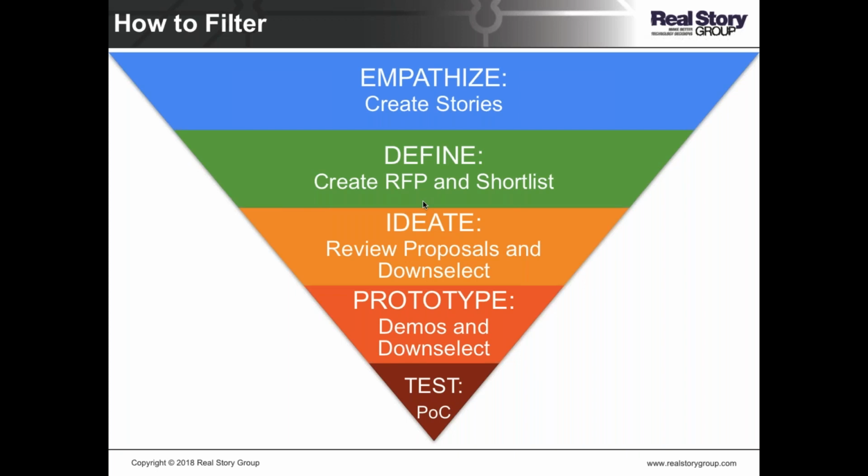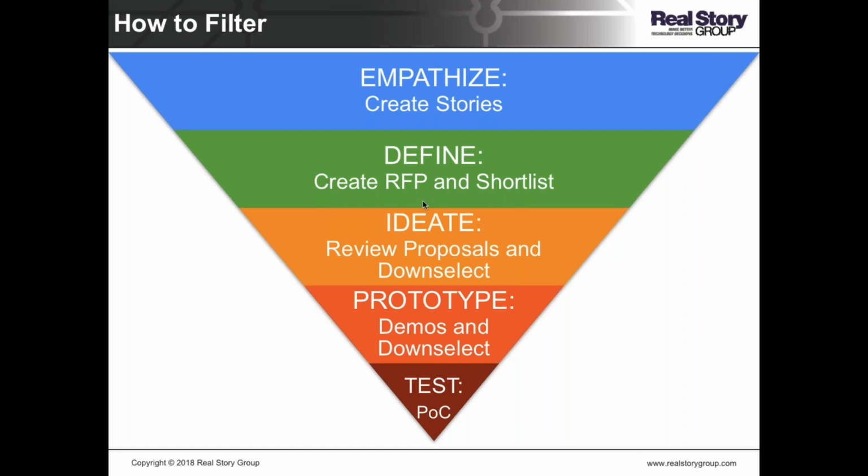And then you build a short list of vendors that are likely to be good prospects for actually fulfilling and executing on those stories. Then you start getting ideas by reviewing their proposals and down selecting to maybe 3, 4, 5 vendors that you're going to bring in for prototyping. And by that I mean demoing. Demoing not their generic demos, but again, your stories.